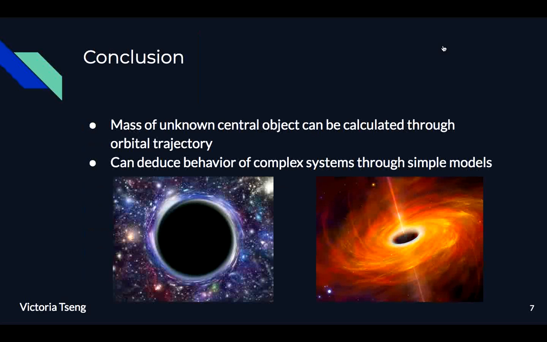So after completing the lab, it is evident that the mass of an unknown central object can be calculated through orbital trajectory, and also that we can deduce the behavior of complex systems such as black holes through simple models that we do through code.